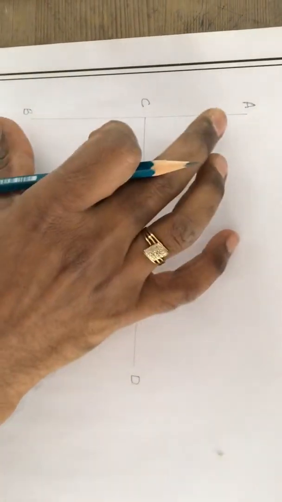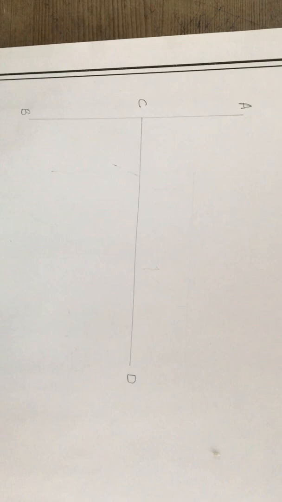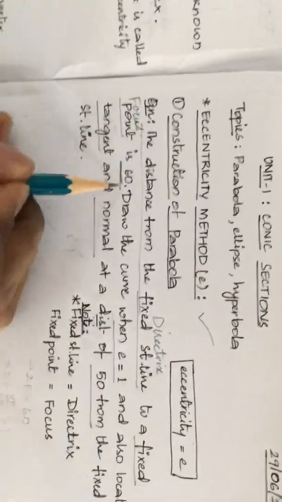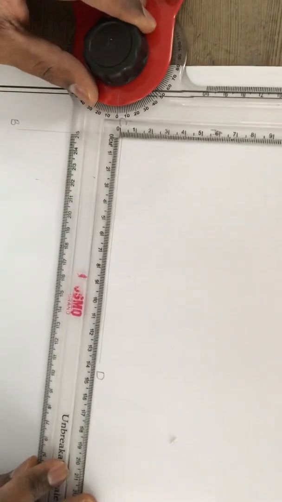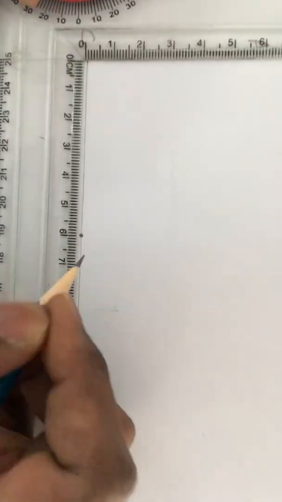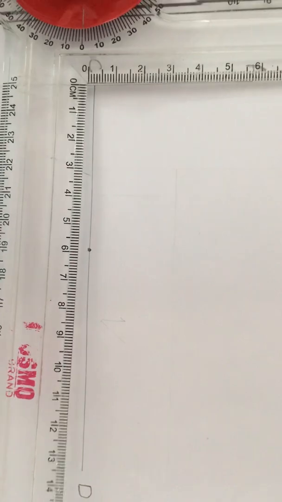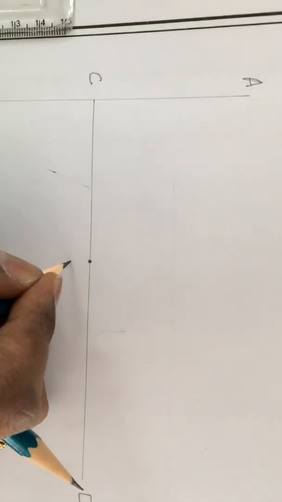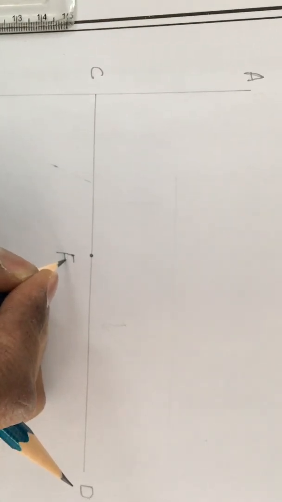So once AB and CD are located, as per the question, the distance from the fixed straight line to the fixed point is 60. So measuring from C on the axis, locate a point at a distance of 60. Let that point be named F.